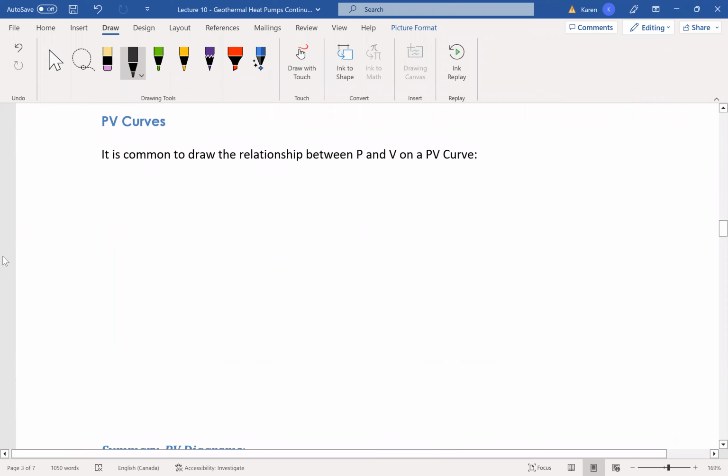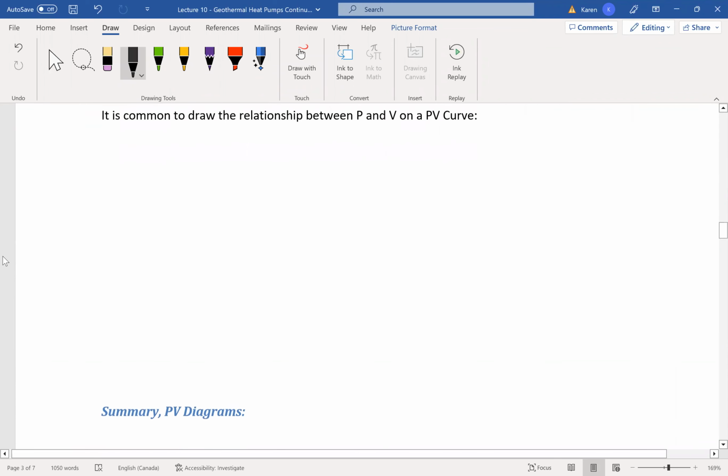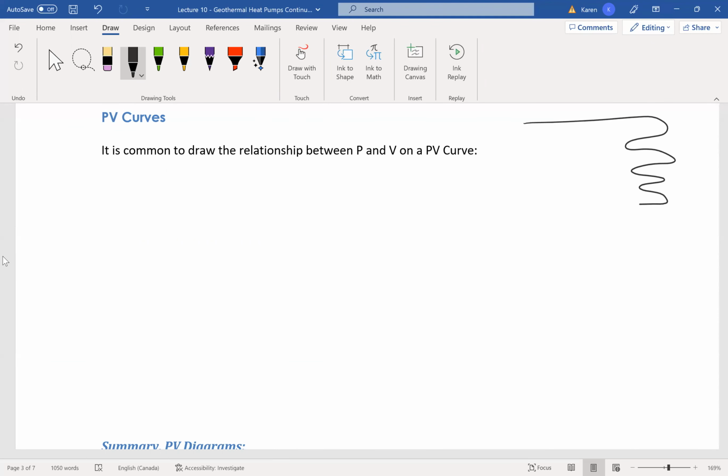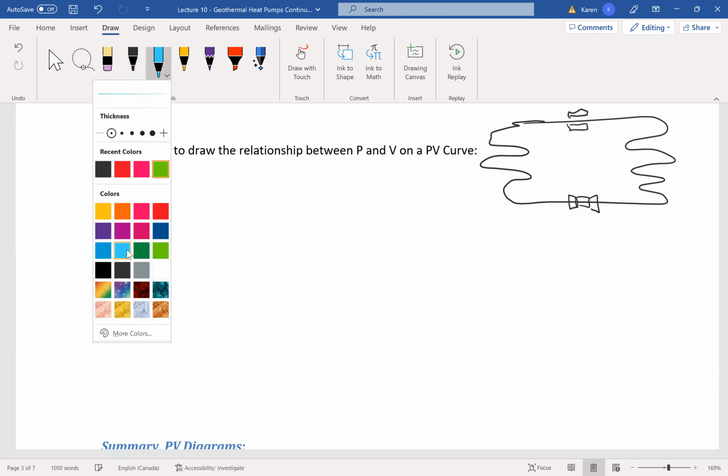Okay, so let's work out PV curves. It's common to draw the relationship between pressure and volume on a PV curve. And this is what helps us understand the thermodynamics and eventually the efficiency of the heat pumps. So I'm just going to quickly draw our thermodynamic cycle here again. I won't take up too much of your time to do that. I'm going to put the compressor at the top and the expansion valve at the bottom, just like you had it. And we're going to put it in heating mode.